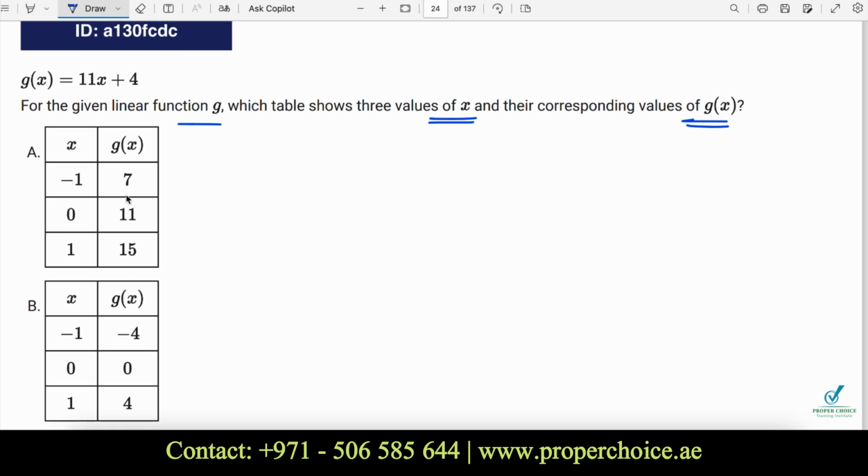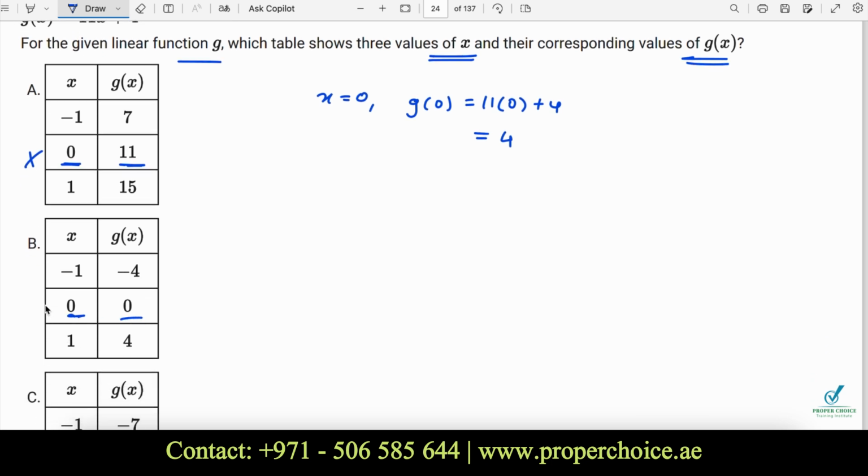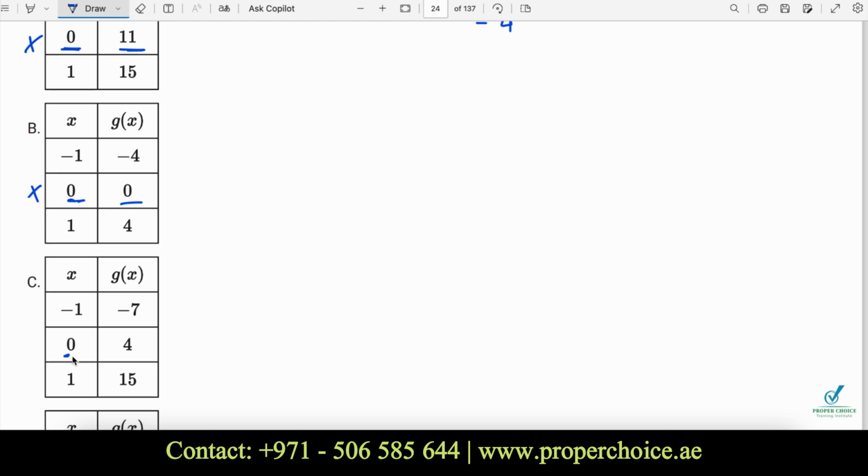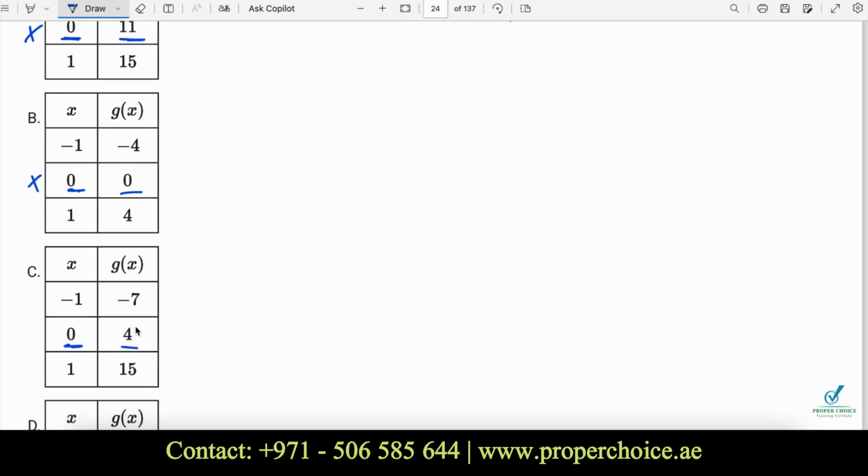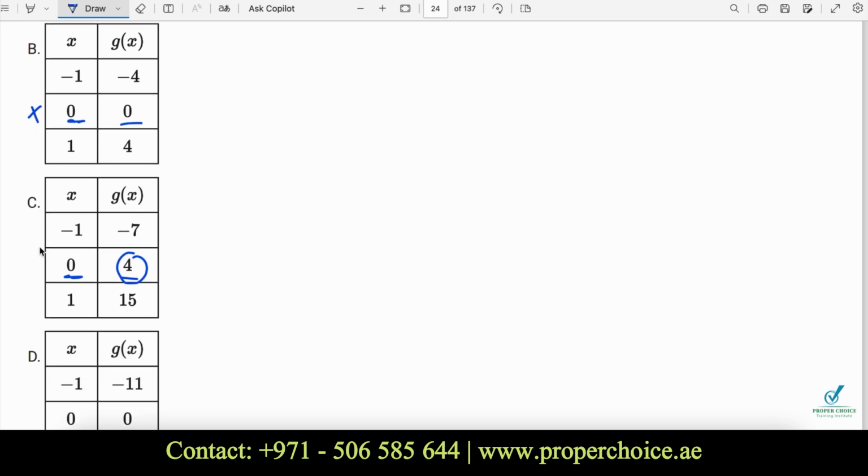Rather than solving for all, I can just substitute x as 0. Why am I saying so? When x equals 0, g(0) is equal to 11 times 0 plus 4, which is 4. I get g(0) as 4. Look at the options. When x is 0, I should get 4, so this one is wrong. When x is 0, they say g(x) is also 0, which is wrong. When x is 0, the value of g(0) is 4, making sense with this. So definitely option C is your answer.